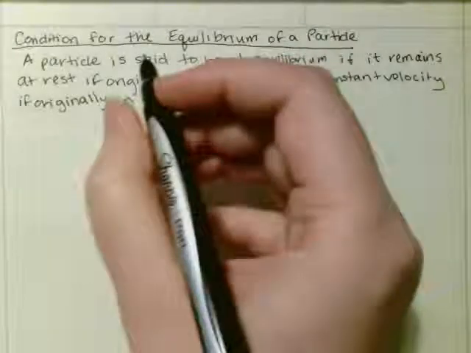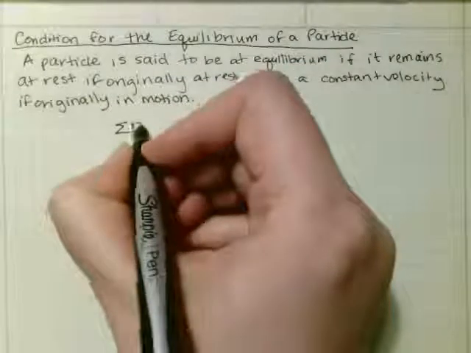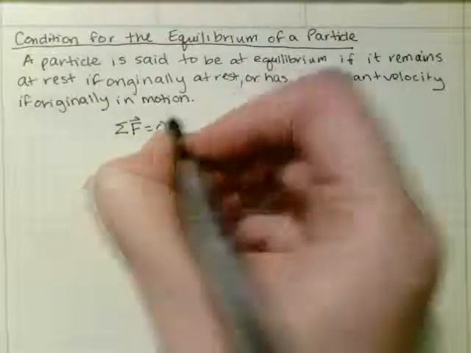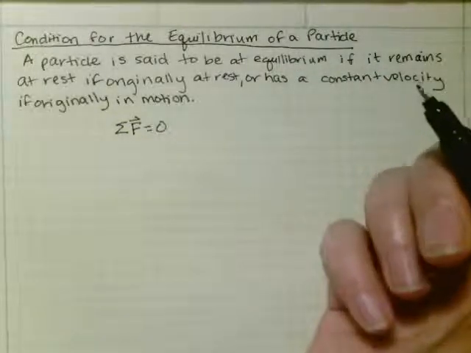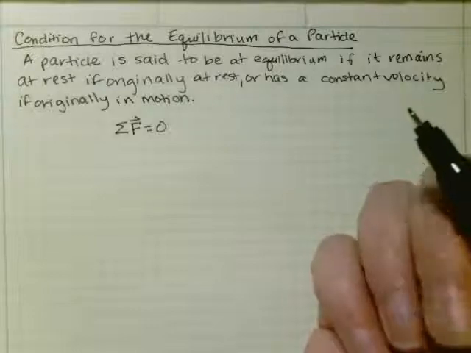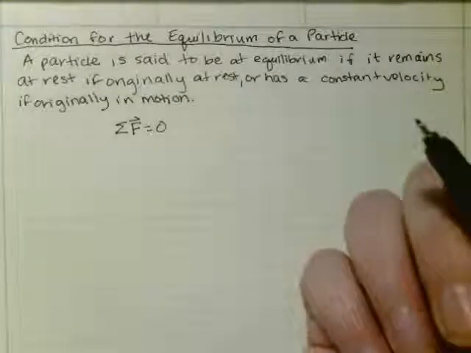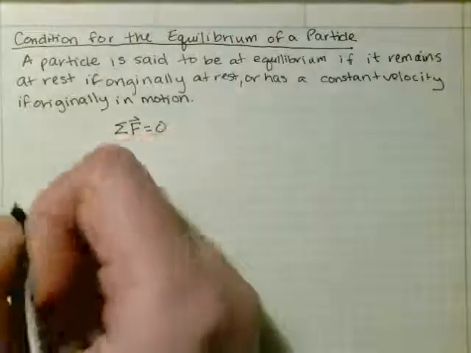And so our equation for equilibrium is that the sum of the forces is equal to 0, right? Because the sum of the forces is equal to mass times acceleration, and if you're in equilibrium, there is no acceleration. So the sum of the forces will be equal to 0.